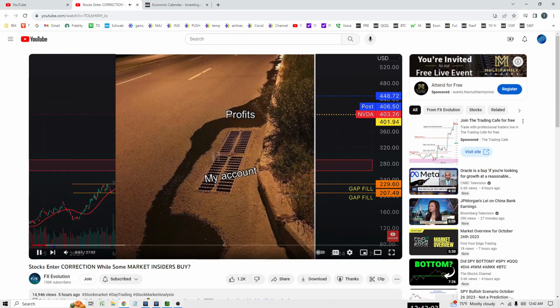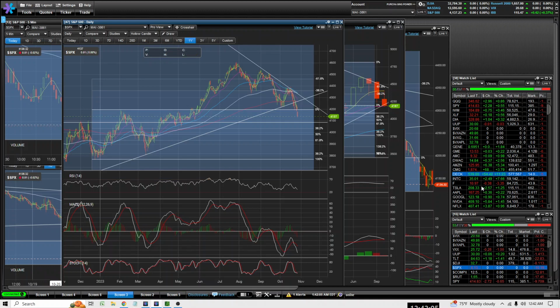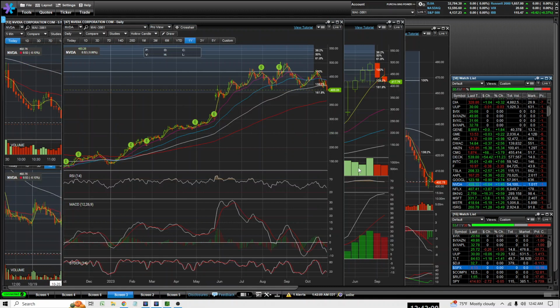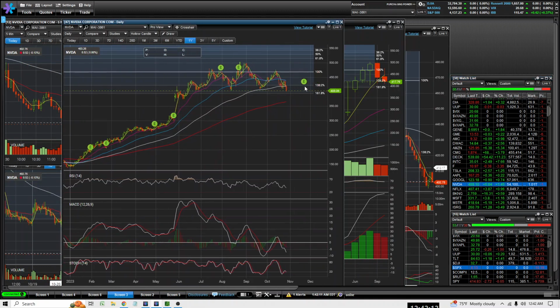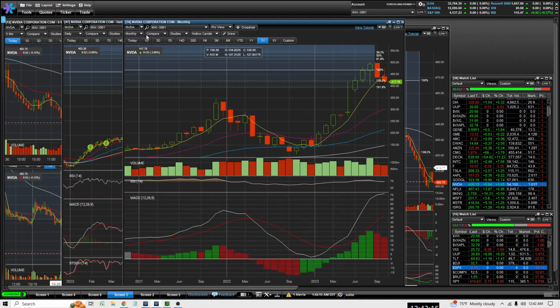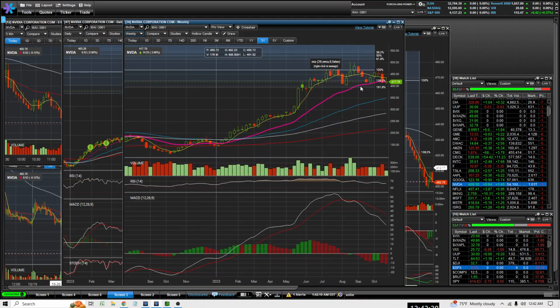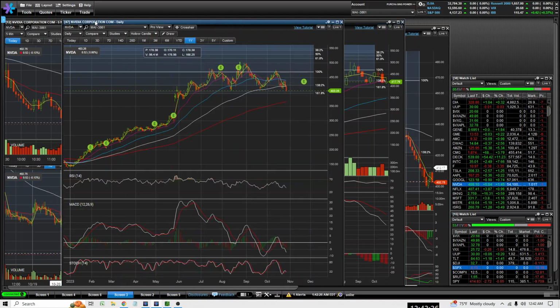So let's take a look at Nvidia. Earnings is potentially still a while off, and yes, at this point, let's take a look at the weekly. It's at the 20. I'm afraid to say because of what happened to Meta.